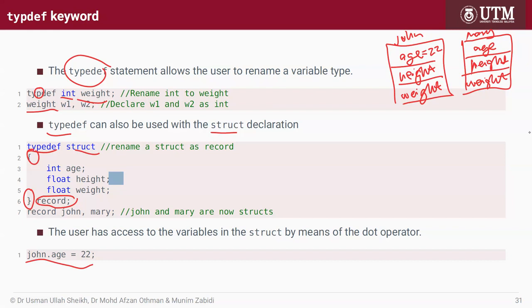So by using this, we can go to the age field inside the John structure, the record structure labeled as John, and go there and update the variable. Okay, and then we use the dot. The dot notation.